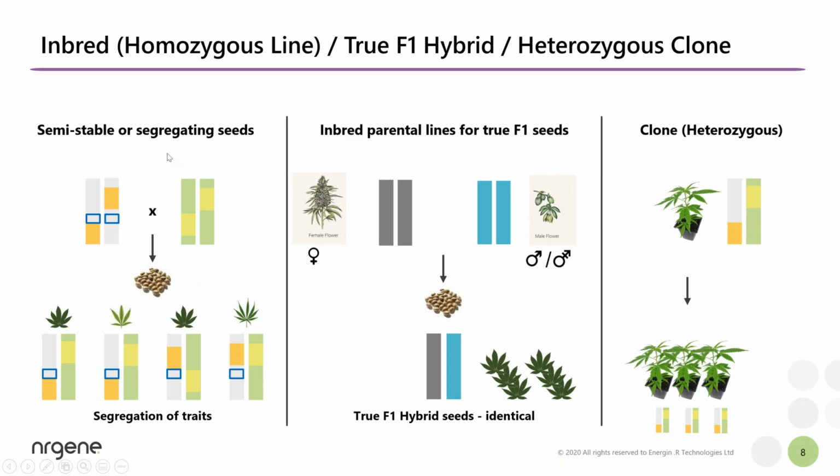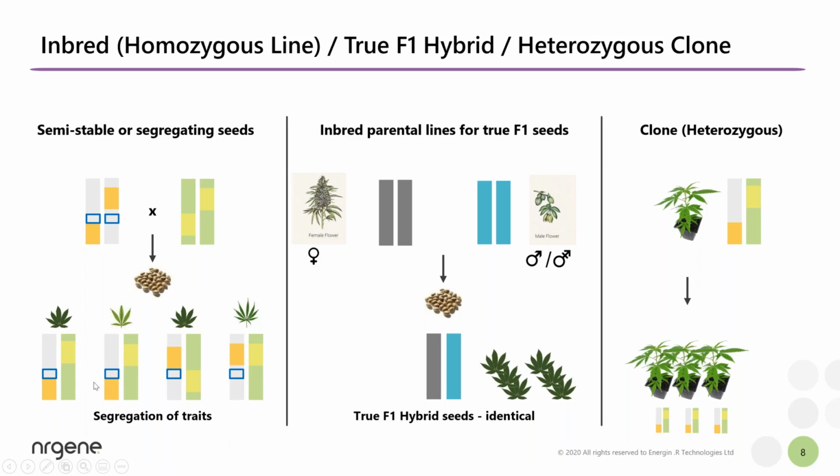You have semi-stable or semi-segregating seeds, meaning you cross two parents or two populations of parents, in which some of the regions in the genome have been stabilized or fixed. In this case, those blue rectangles represent a region that's identical in the two copies of the chromosome. So once you make the cross, all the plants will not be identical, but they'd be close to identical, and all of them would contain the region of interest. So if this region contains traits of interest, you have those in all the individuals.